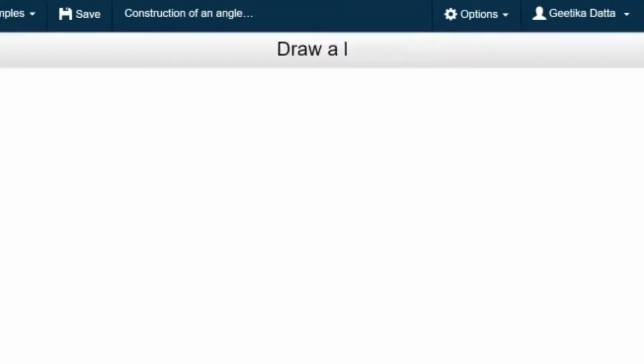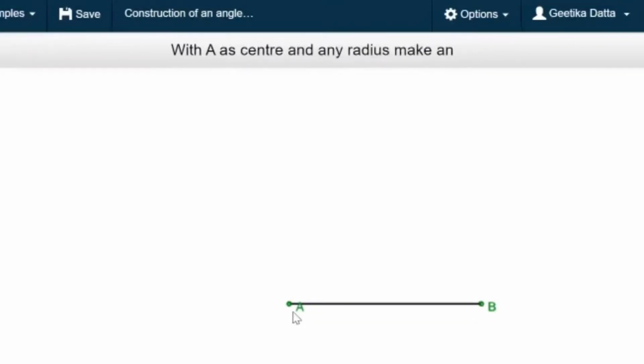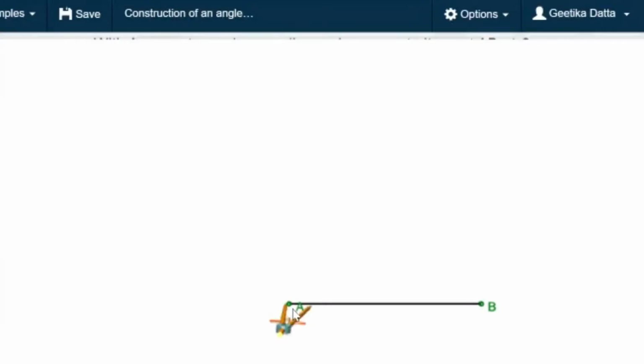I first of all draw a line segment AB of any length. So for that, I take a point A and a point B. I join them with the ruler to get the line segment AB. With A as center and any radius, I make an arc to intersect the line segment AB at point C.